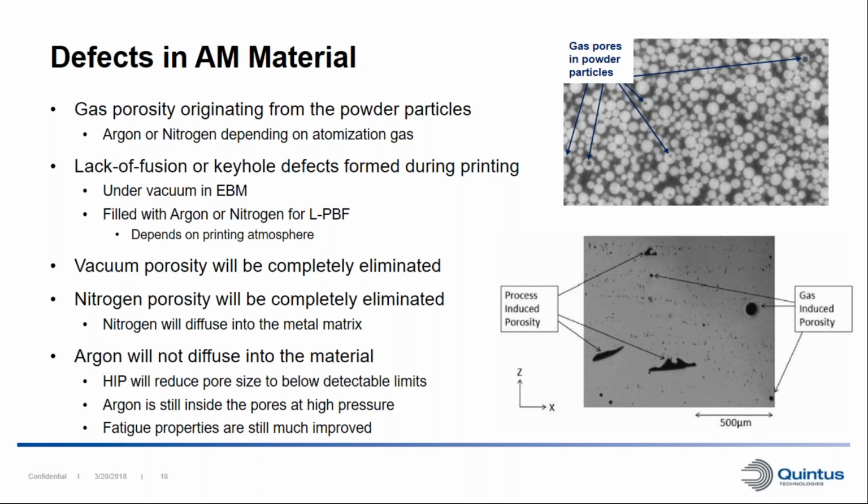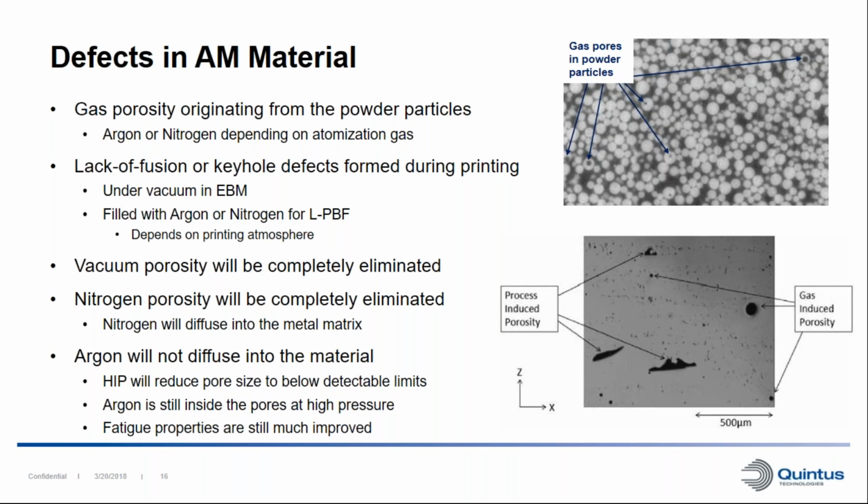And if we look at the EBM systems, which are processed under vacuum, these defects will contain vacuum. If we look at the laser powder bed fusion systems, where you normally use argon or in some cases nitrogen, then of course these kind of defects will be filled with either argon or nitrogen. And vacuum porosity will be completely eliminated by hipping. So for example, lack of fusion defects that form in EBM printing.